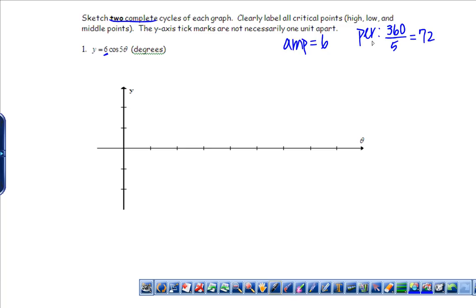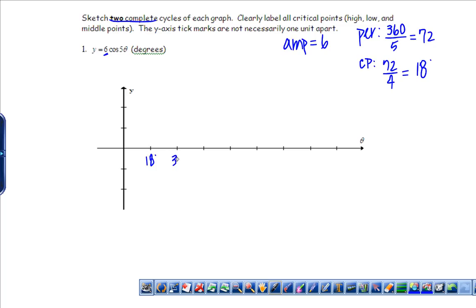Now, after you know your period, you can do your critical points, and I'm going to call those CPs, critical points. After you know your period, you can take 72 and divide that by 4. Remember, we just figured that out. So there's going to be a critical point every 18 degrees. Now, this is way important, 18, because that's where I'm going to start. There's a critical point every 18 degrees.